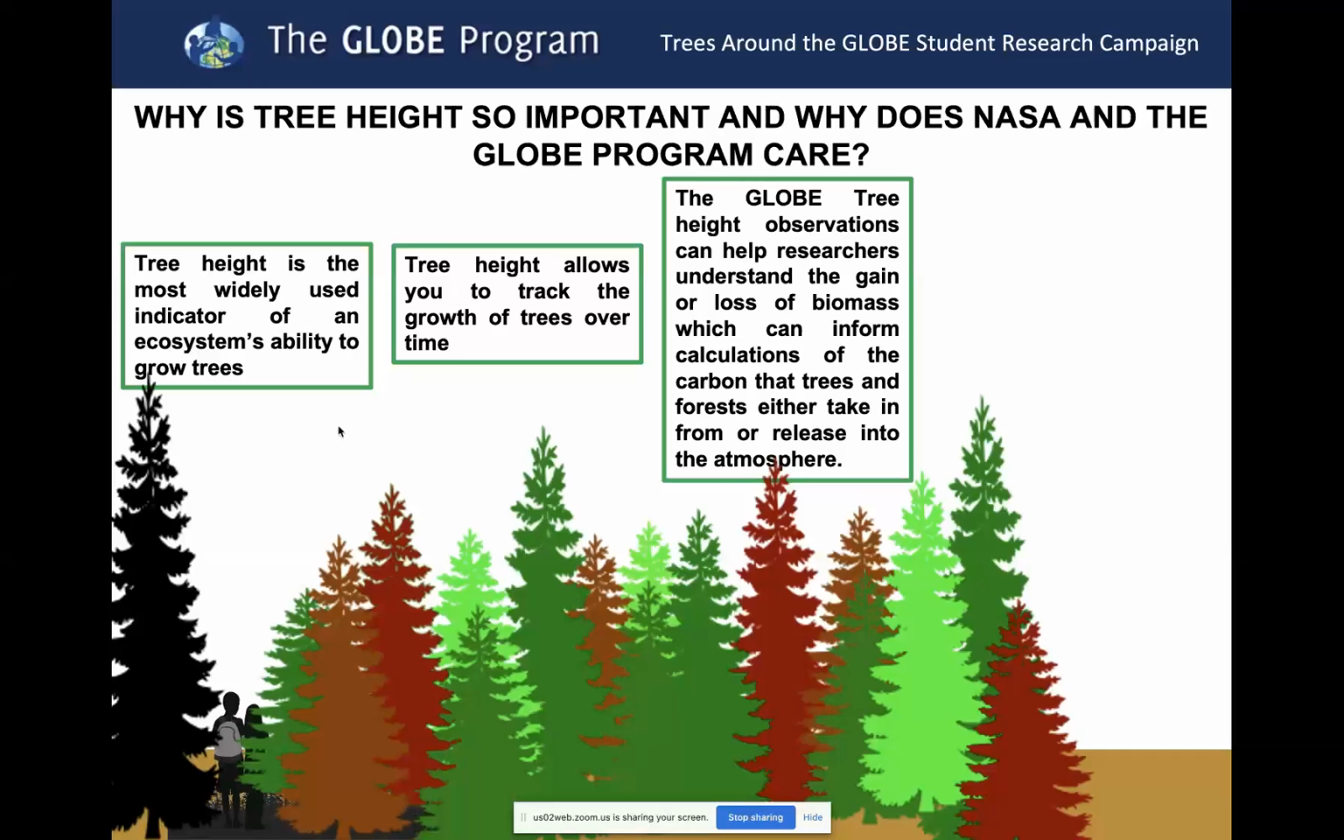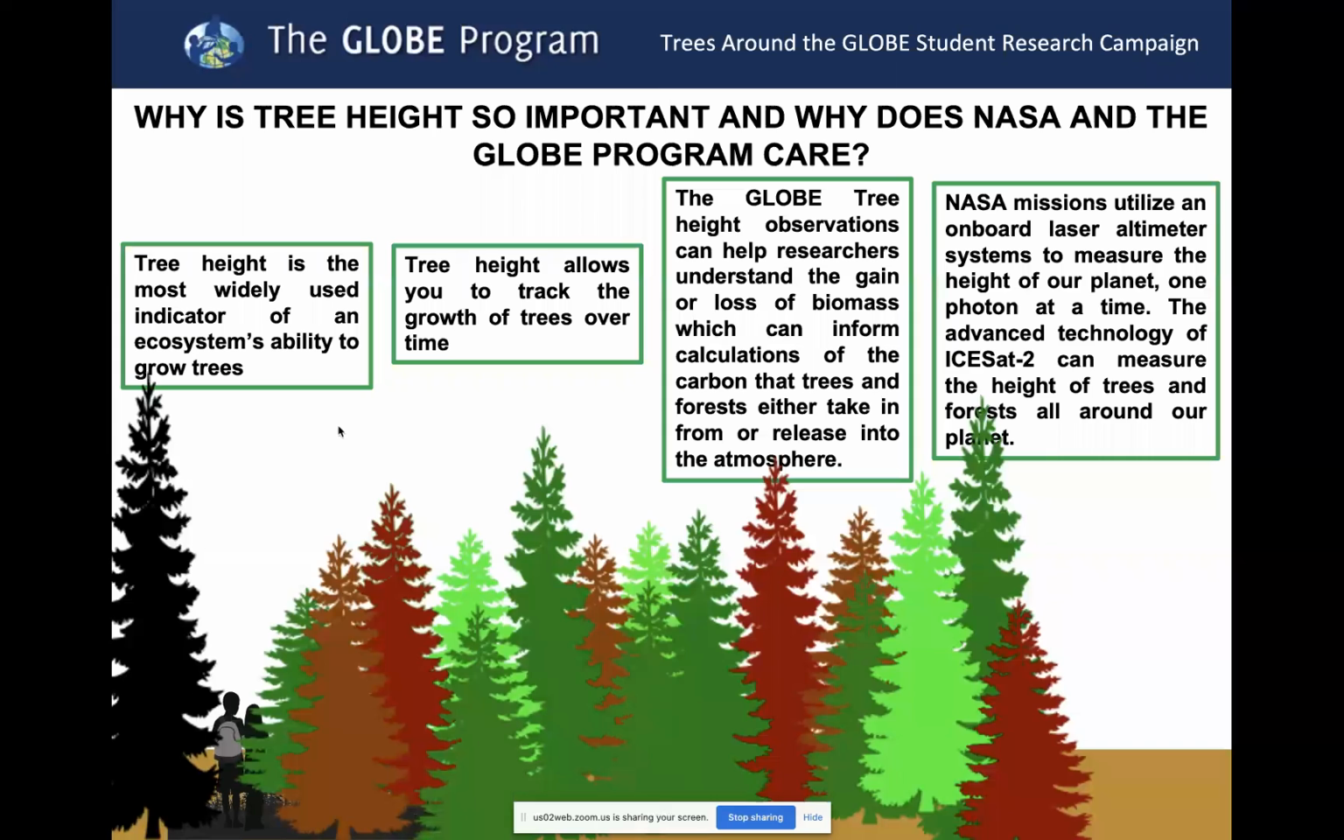And one thing that's super important to my presentation today is that NASA missions utilize the onboard laser altimeter system. What that is, it's basically a system that fires laser pulses, like a laser pointer. It's a big laser pointer in space that fires laser pulses towards the planet. They bounce off the Earth's surface and go back to the satellite again.